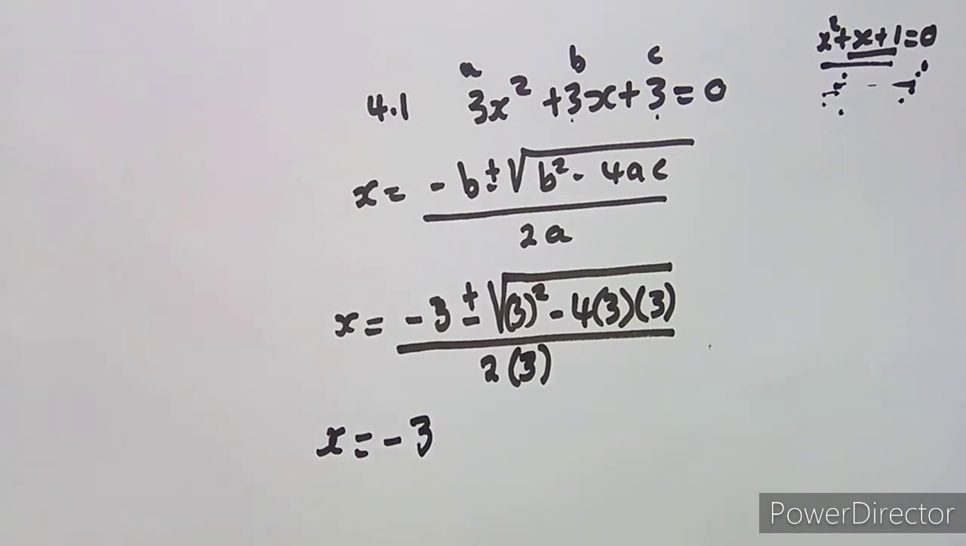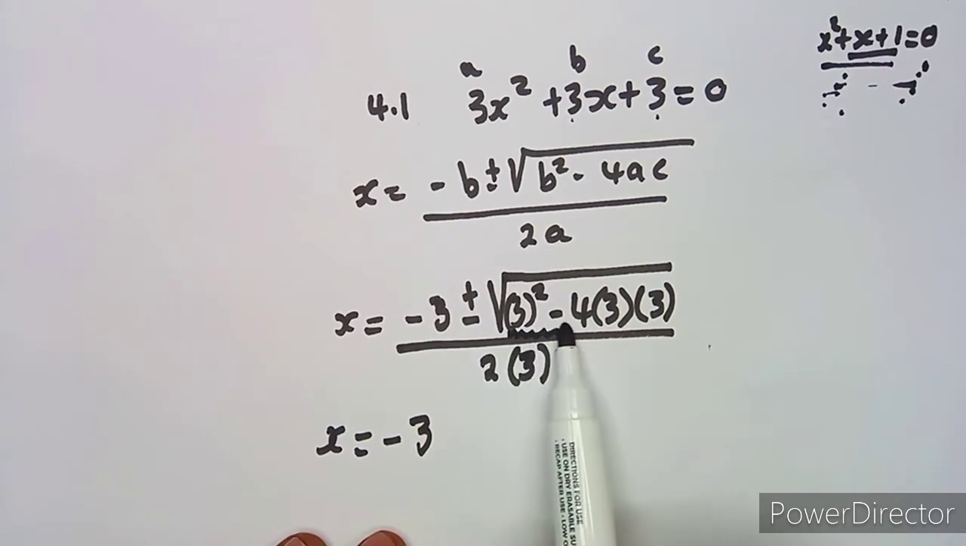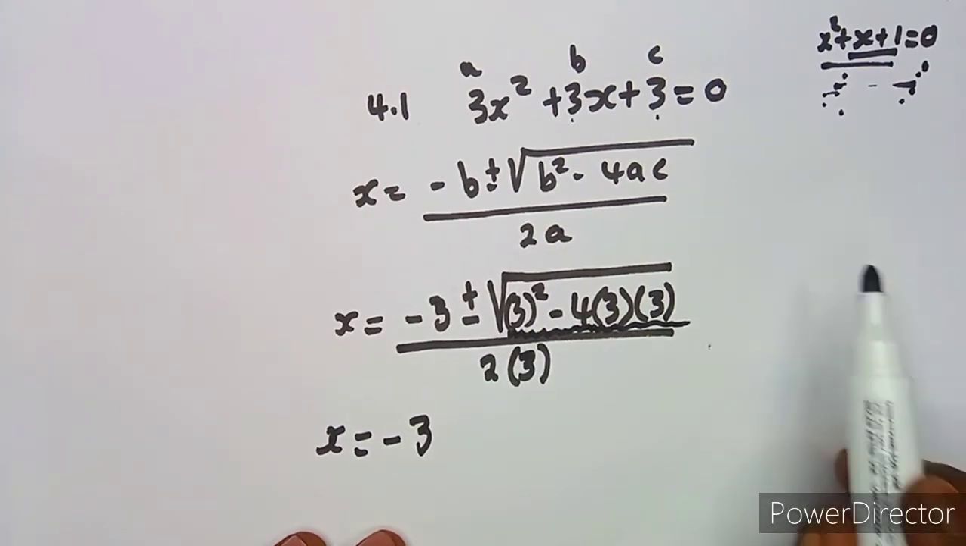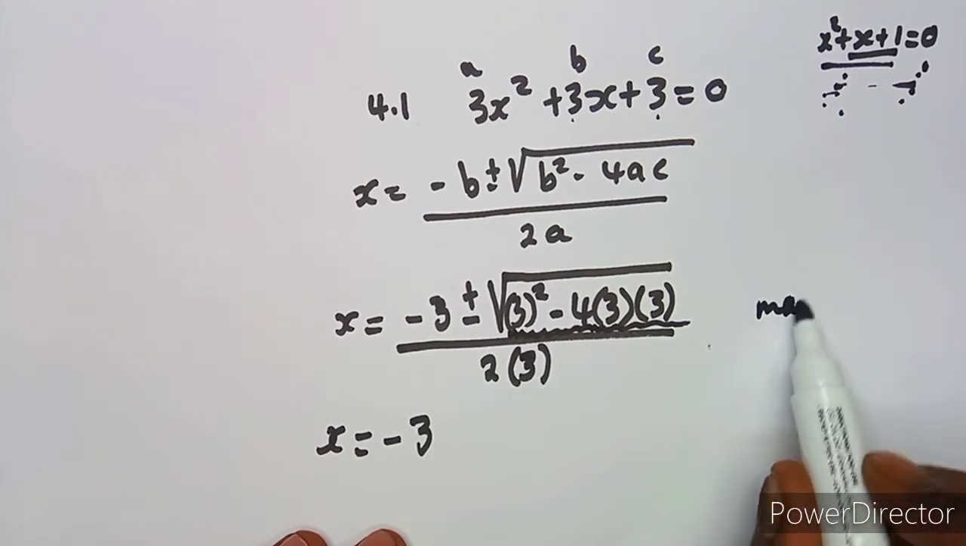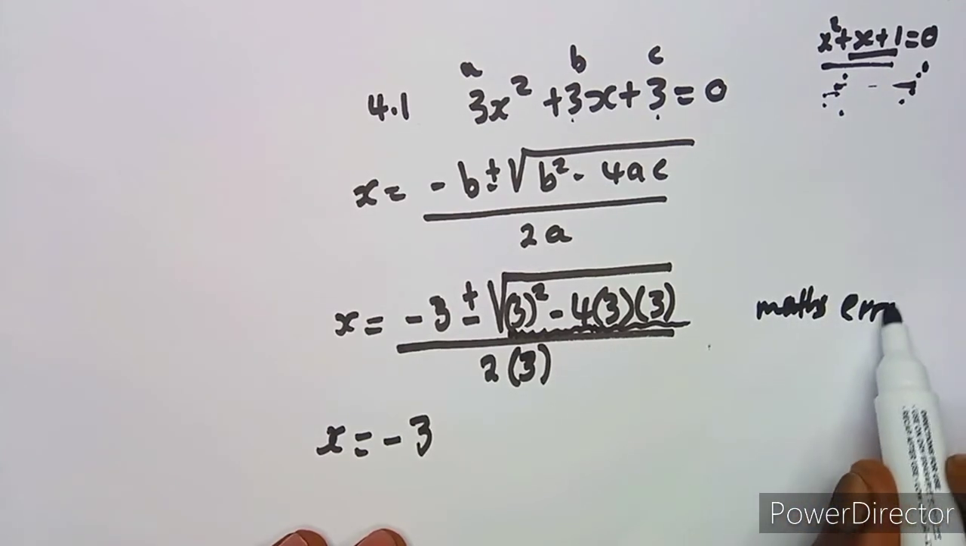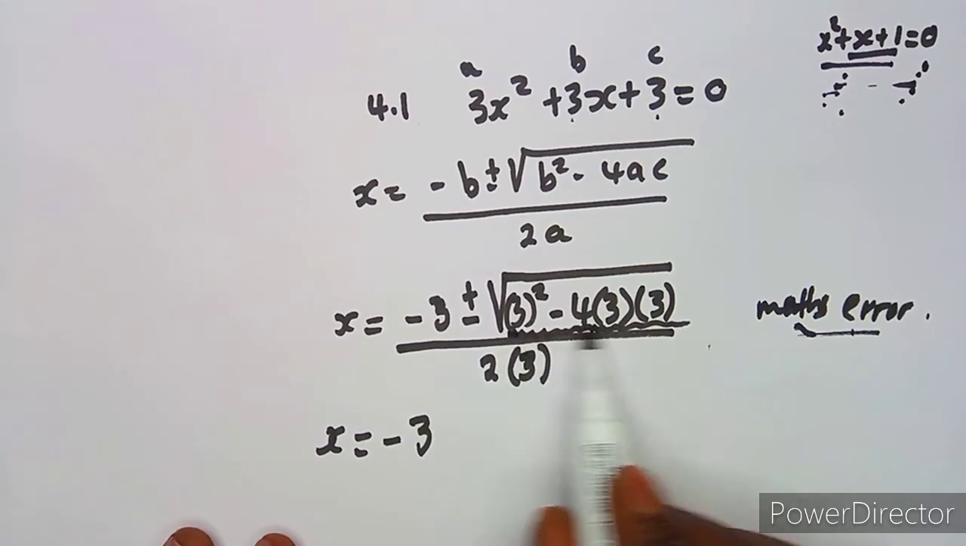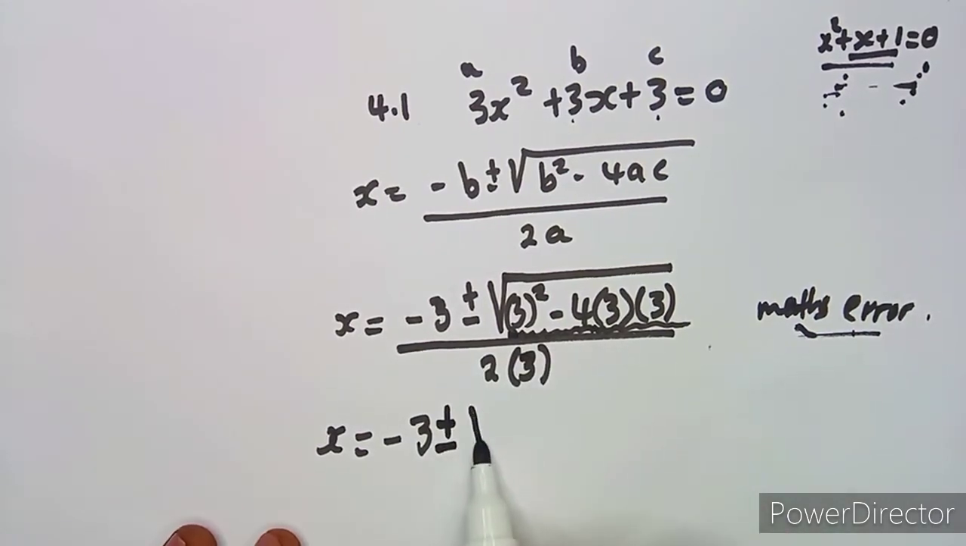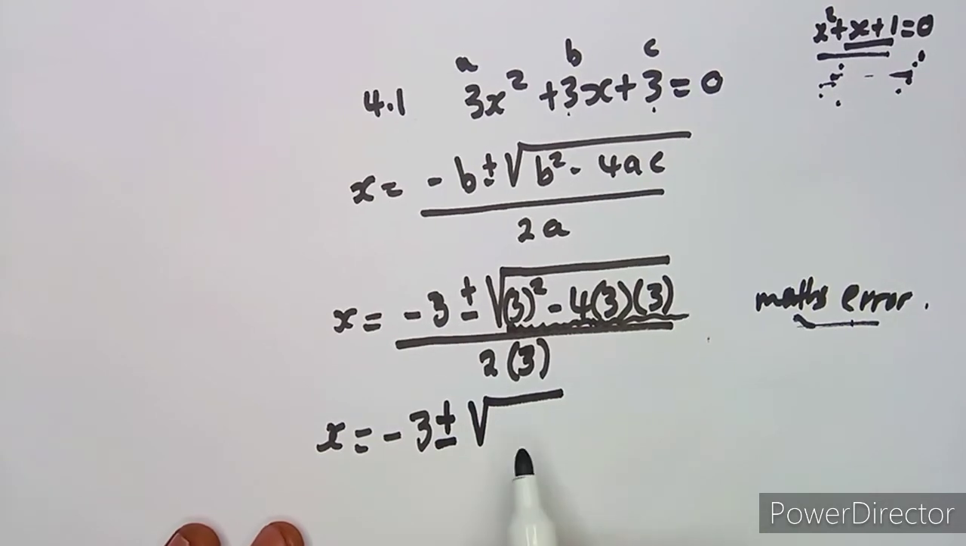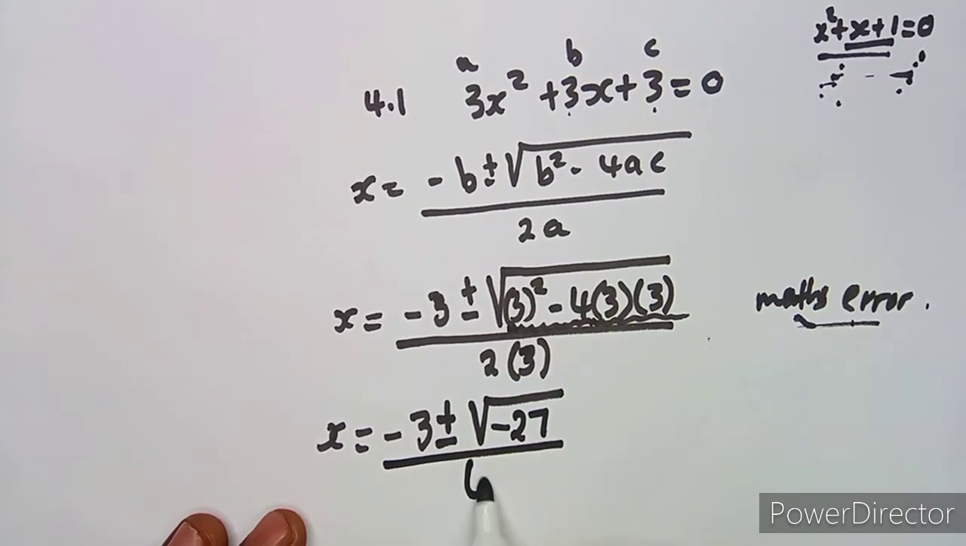Always I tell you guys that if you are solving a quadratic equation, first try and simplify and know what is under the square root. Not just use your calculator at once. It is going to write maths error, depending on the type of calculator that you are using, to show you that what you are doing is not applicable or cannot be simplified in maths. So simplify this part under the square root first, so that you see what is going to happen. So in this case, you are going to obtain -27, everything over 6.